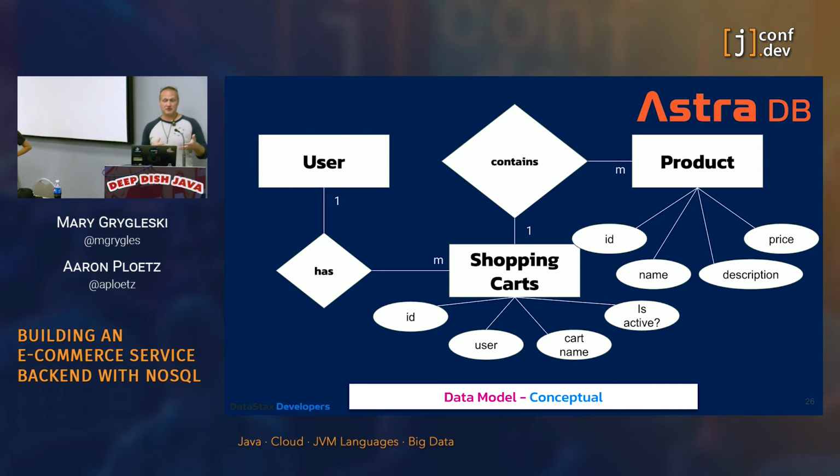Like a user has a shopping cart. A shopping cart contains products. A product has things like a name and a description. A shopping cart could have a name, or it could be active or inactive. You could extend shopping carts to be somewhat of a wish list kind of functionality too. So that's where you start thinking, okay, a user could have multiple carts, but that's a complete rabbit hole that we could go down.